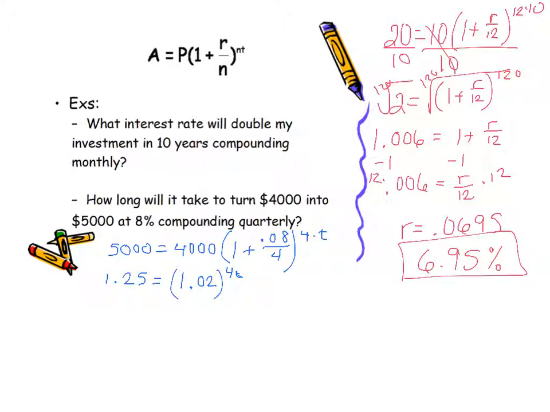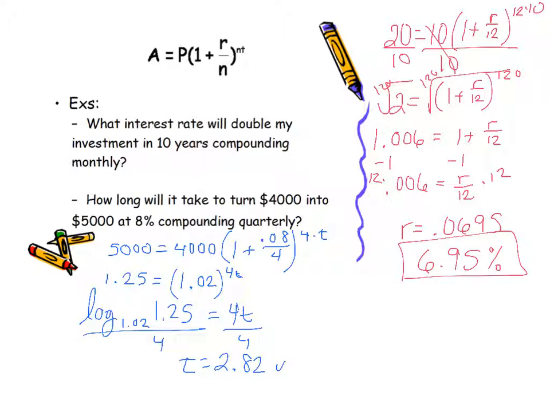Here's where that solving comes in from yesterday. We need to change this exponential into a logarithm, and divide by 4. I have to use my change of base formula there to do my numerator, and then divide that by 4. I end up with 2.82 years. So not real long there in order to turn that 4,000 into 5,000.